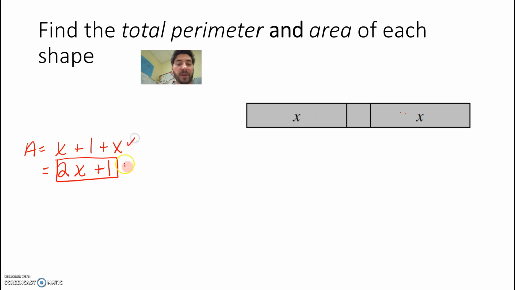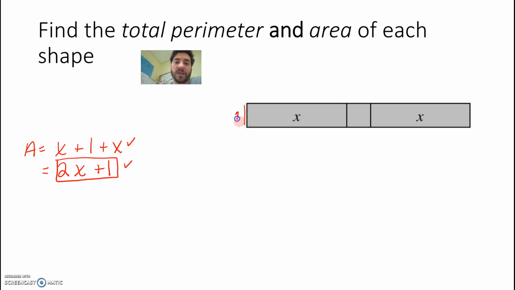Both work. Both are correct ways of writing it. Just this one is more simplified. It looks neater. It looks cleaner. That's called combining like terms. These X's are the same. We can combine them. Now, if we're talking about perimeter, I know that this is a 1 unit.